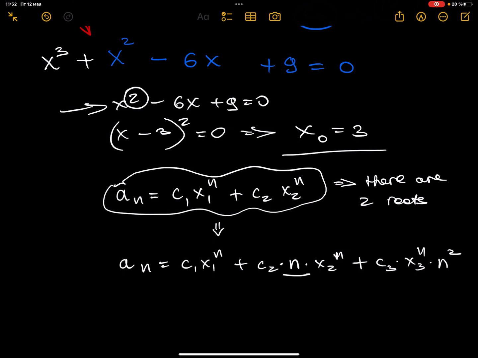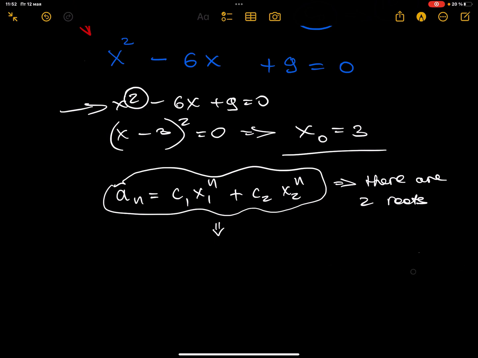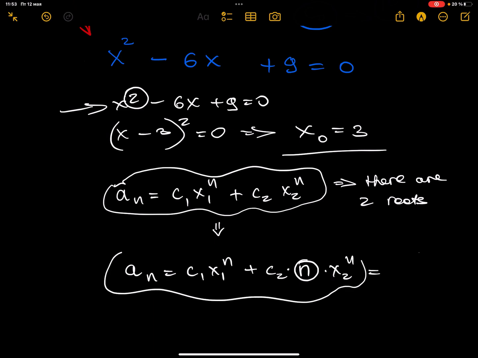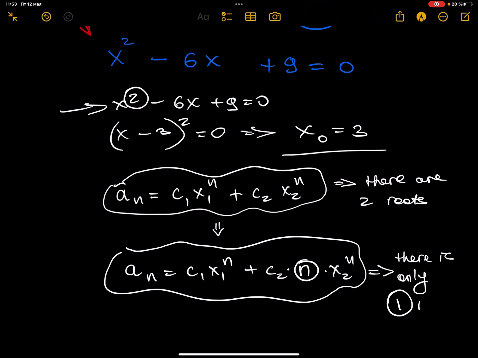But for a second order polynomial equation, if you have one root, let me delete everything here, you add just n to the second element in the characteristic equation. So what we're gonna have is an equals c1 x1 to the n plus c2 n x2 to the n. This is in the case when there is only one root.